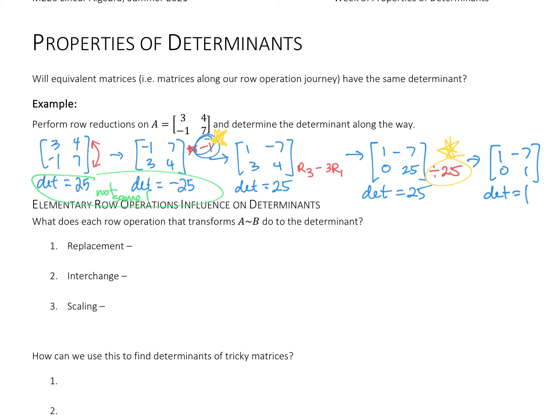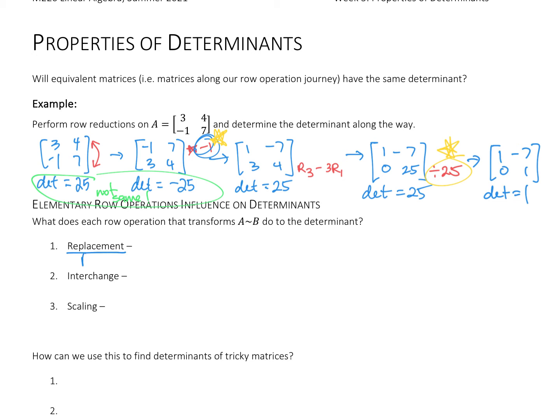So each one of my row operations does have some influence on our determinant, and that's okay. We're actually going to use these to help us out a little bit. So the first one, a replacement. A replacement means that the row you're replacing, you can't multiply that row by anything, otherwise you're scaling. So it either needs to be row 2 minus something times row 1, or row 2 plus something times row 3, whatever. We can't have a scalar on the row that we're trying to replace. Hope that makes sense.